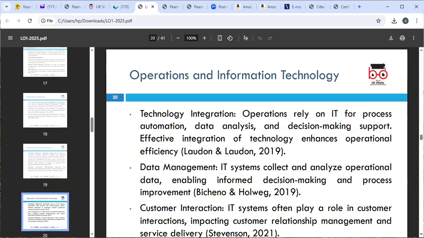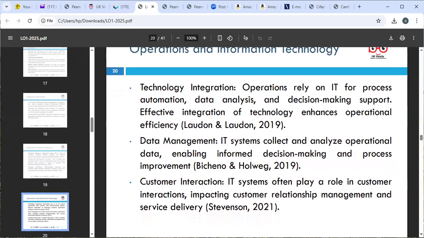Operations and information technology, what we call IT. Very important. IT plays a major role, and I've said this several times. From data analysis to decision making to automation to barcodes and all that, it is very important. Effective integration of technology enhances operational efficiency, Loudon and Loudon 2019.